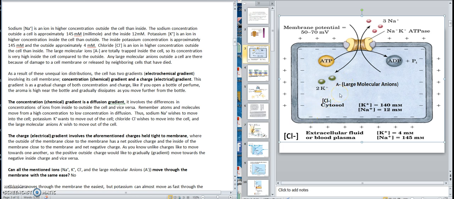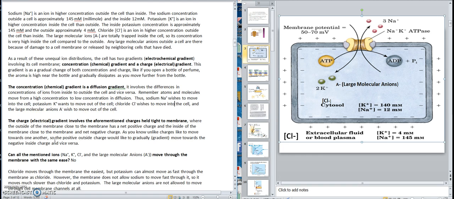So let's look at it again. We're saying sodium would like to move in by charge. Sodium would like to move in by concentration. Potassium would like to move out by concentration, but stay in by charge. Chloride would like to stay out when it comes to charge, because it's negative and the outside is positive, but when it comes to concentration, move in. And the large molecular anions would like to move out by both accounts. They're negative, this is negative. So if you look at it, the large molecular anions and sodium are the ones that are most at disequilibrium, because sodium wants to move in by both accounts and the anions want to move out by both accounts. Okay?